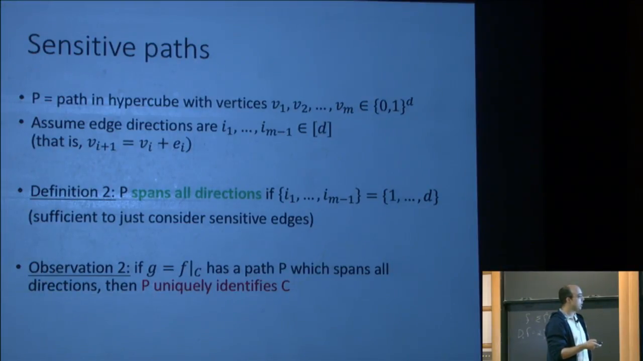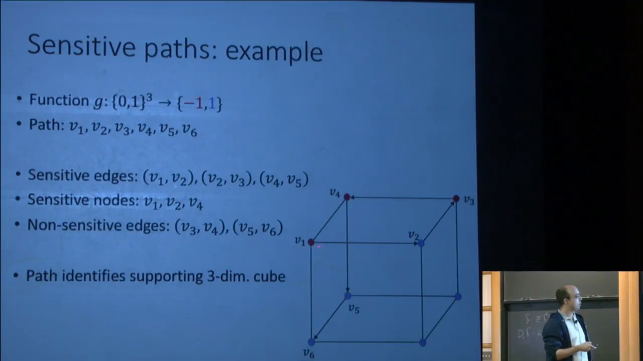And the second observation is, if I tell you that G is the restriction of f, and I give you this path that spans all the directions in the cube, and I ask you what is a minimal cube containing this path, it's going to be C again. It's not going to be a subcube of it, right? I can use this path to identify a cube. So the idea will be to use paths to identify max degree cubes. That's going to be the idea at the end. Okay. So again, just to show this by picture: this path, V1 to V2 to V3 to V4 to V5 to V6, identifies this three-dimensional cube as a minimal cube containing it.